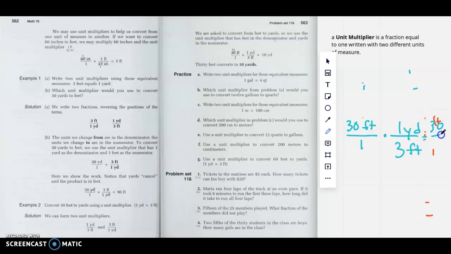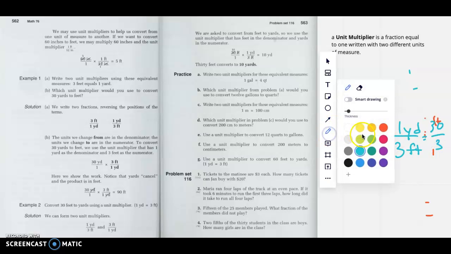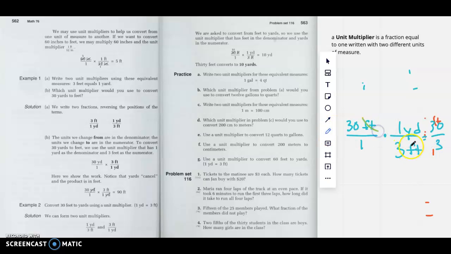30. And then 1 times 3 is 3. So now we're going to cross off our units that would cancel out. So feet cancels, feet cancels. So let's bring this down here. 30 over 3 ends up being 10, and then we're left with 10 yards.